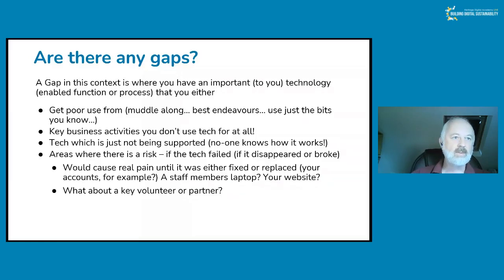I mean, would you care, for example, if your account system was down for a week or two? Probably not so much. Would you care if your CRM was down? Probably more so. It might mean that you can't do it. What about if a key volunteer that you've got goes on holiday, or leaves? Yeah, these are all things that you should possibly be aware of in terms of gaps. And the importance to you then depends upon how important it is for your business operation.